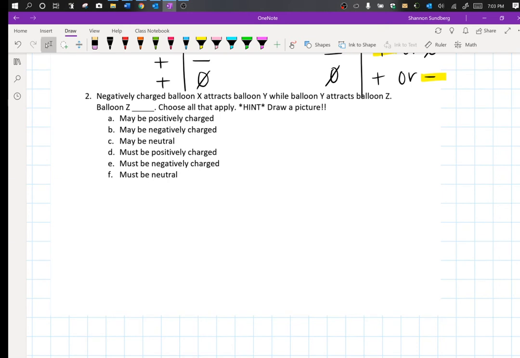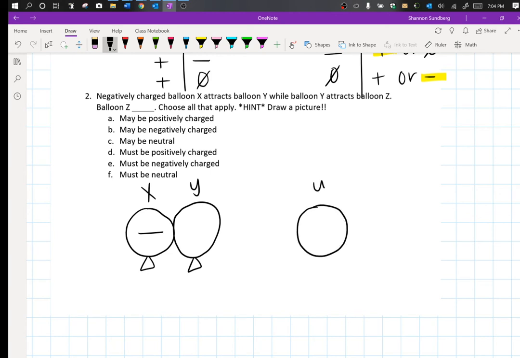Okay, so let's look at number 2 here. It says negatively charged balloon X attracts Y, while Y attracts Z. The balloon Z blank. Well, again, let's draw our balloons. Pick your favorite color. I'll just stick with this guy. So this is my balloon X, and this time it is negative. Here is balloon Y, and then Y again is attracting Z.